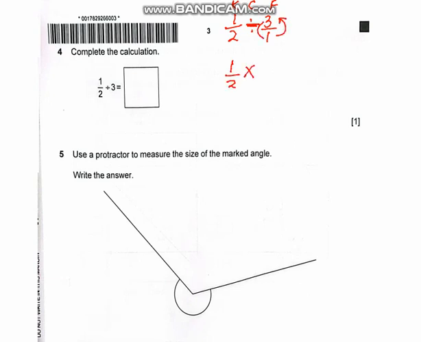So 1 will be the top and 3 will be the bottom. So it will be 1 by 3. So it will be equal to 1 times 1 is 1 and 2 times 3 is 6. So it will be equal to 1 by 6.